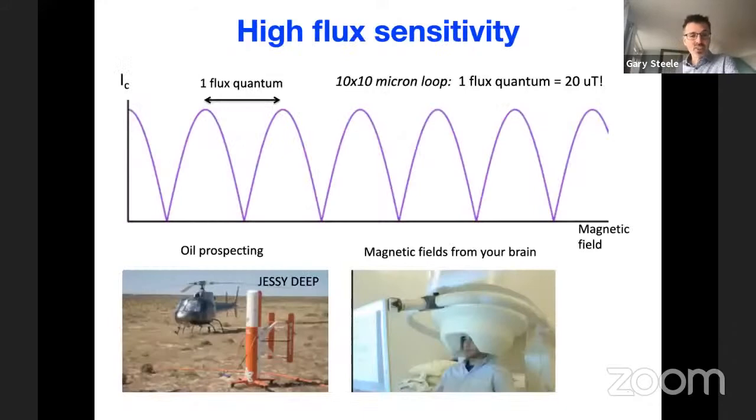So one of the nice things about SQUIDs is they're super sensitive objects. One flux quantum is a super small number. For a relatively small loop of 10 by 10 microns, that's 20 microtesla already. And for that reason, people do crazy things like hang SQUIDs off of helicopters to sense oil under the ground, and use SQUIDs in hospitals, or at least medical experiments, to try to sense the magnetic currents from thoughts in your brain. So that's the bit of background about SQUIDs.